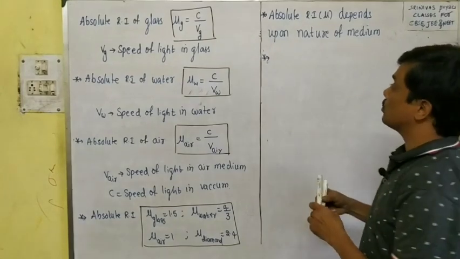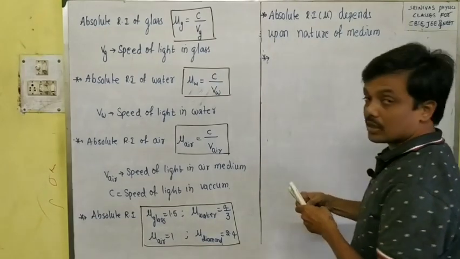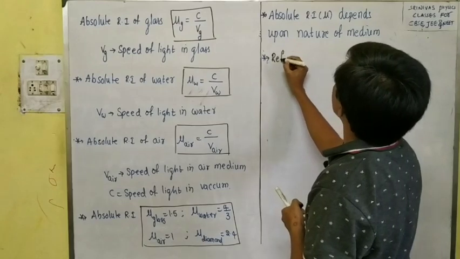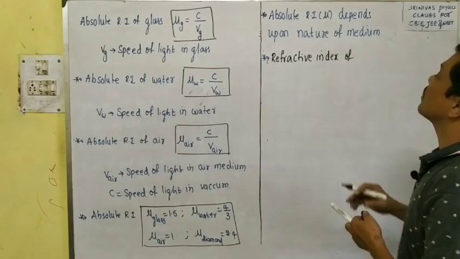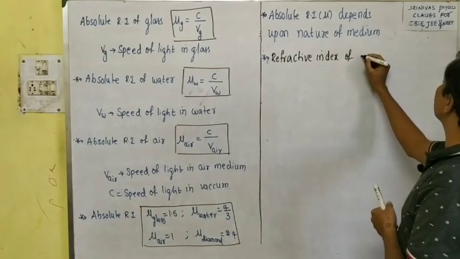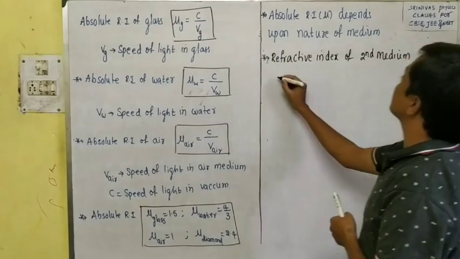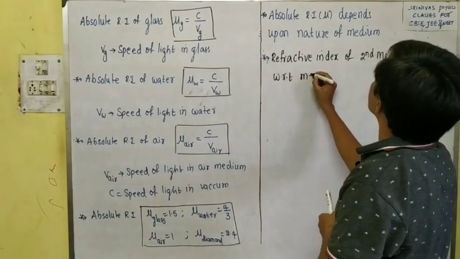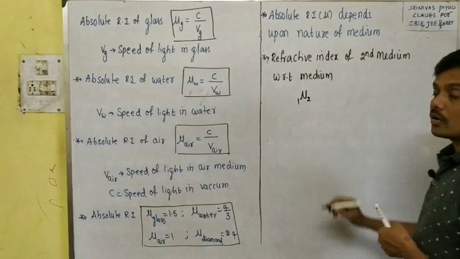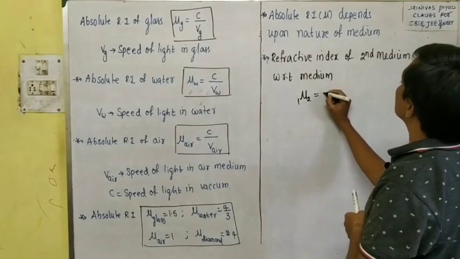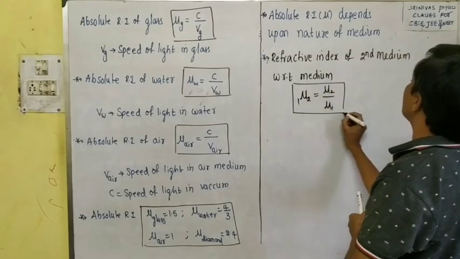And some important points I am going to give here. For example, you want the refractive index of glass with respect to water, right? The refractive index of the second medium with respect to the first medium, we know that. What is the formula? That is 1mu2, which we can write as mu2 by mu1, right?